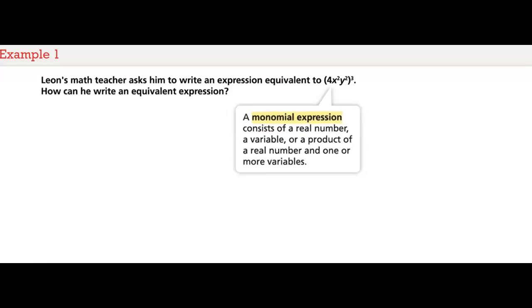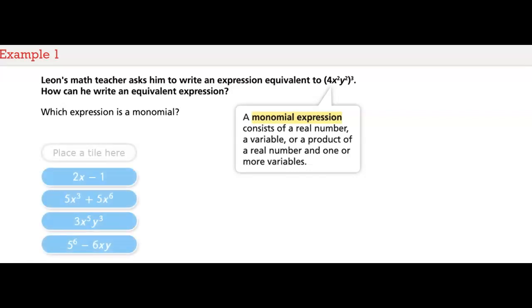A monomial expression consists of a real number, a variable, or a product of a real number and one or more variables. Which expression is a monomial? Select your answer.